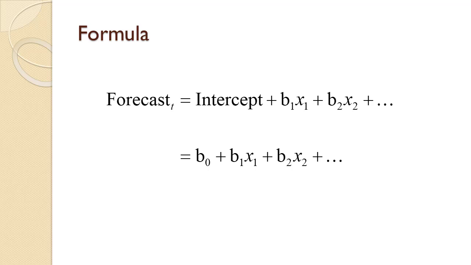A multiple regression forecast may or may not include the period. In simple regression, the forecast was the intercept plus the slope times the period number. Multiple regression works the same way except that each variable has its own slope. So the forecast for any period is the intercept plus the first slope times the value of the first variable plus the second slope times the value of the second variable, and so on if there are more than two variables. For this tutorial, we will limit ourselves to two variables. Note that the intercept is represented by b sub 0, the first slope by b sub 1, the second slope by b sub 2, and so on.